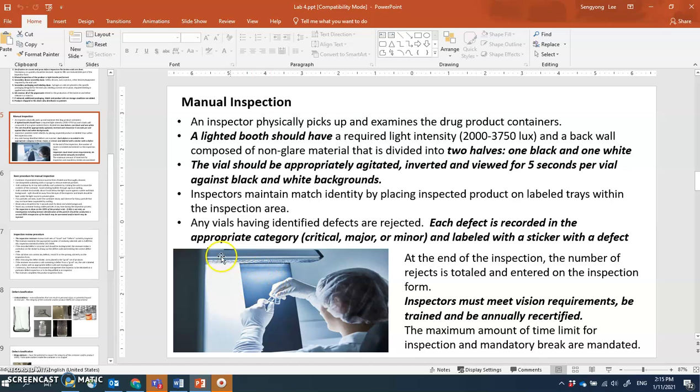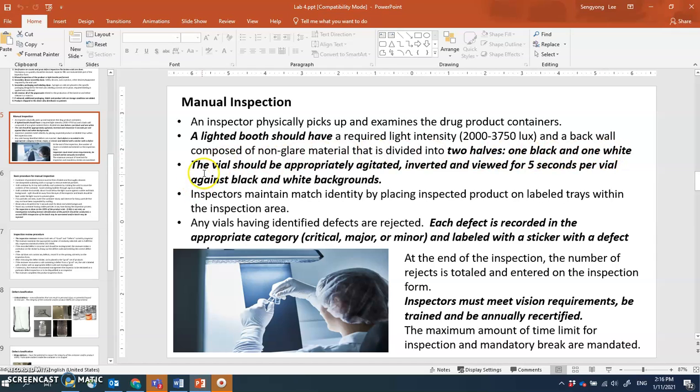This light booth should meet the qualification requirement. Of course, the light intensity should be checked. It should be between 2000 and 3750 lux. And they should have a black background as well as a white background, which are made out of non-glare material. So one black, one white.